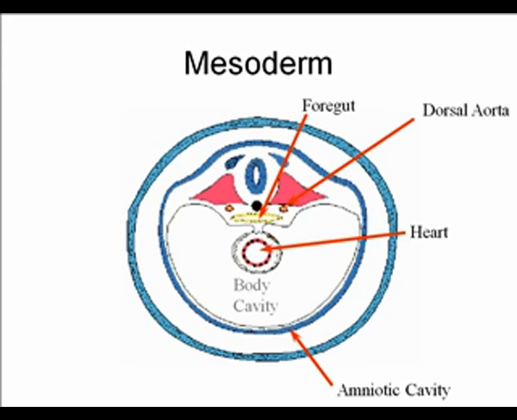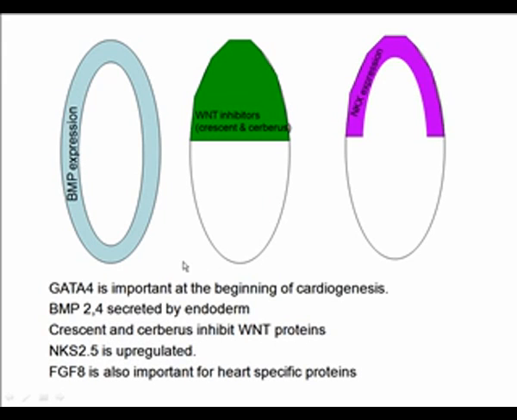So now we have a heart tube sitting in the body cavity, and the next event that's going to occur is that we're going to get that heart tube convoluting. One could ask, what are the signals for the heart tube to form? Here we're looking down at the embryo, and if we look down at the embryo, we can begin to see that there's differential expression of different genes.